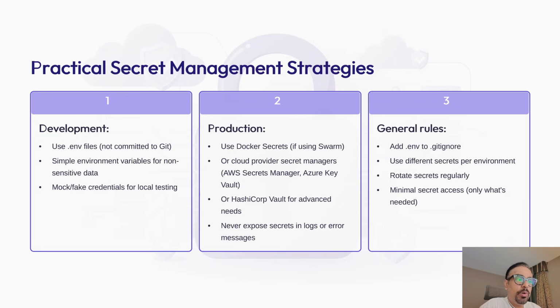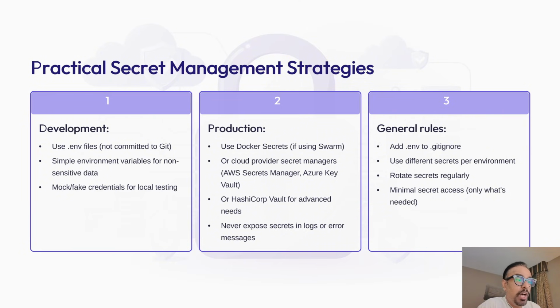Each developer has its own .env file with development credentials, and the file is listed in .gitignore, so it is never committed to Git also. For non-sensitive configuration, regular environment variables are fine. As I already said, like for port number, there is no need to put that into specialized secure management. Now, you can even use mock or fake credentials for local development. A local test database doesn't need a strong password.